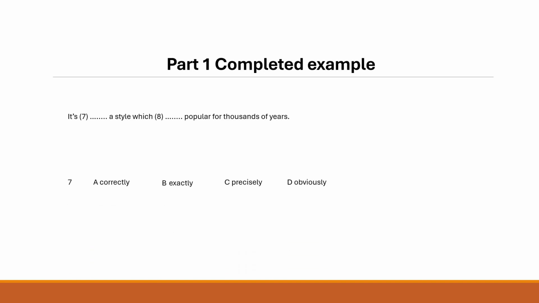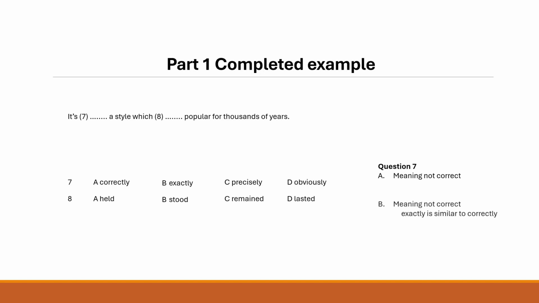And now we come to the last two gaps in the text, and these are the options here. And again, we'll take a look at these and decide which one of these is the best answer. So for A, the meaning is not correct. There's no information there to talk about whether something is correct or not. And B, the word exactly is similar in meaning to correctly. And C is the same. The word precisely is quite similar to correctly. So the only word we can use in this case is obviously, which has the meaning of clearly.